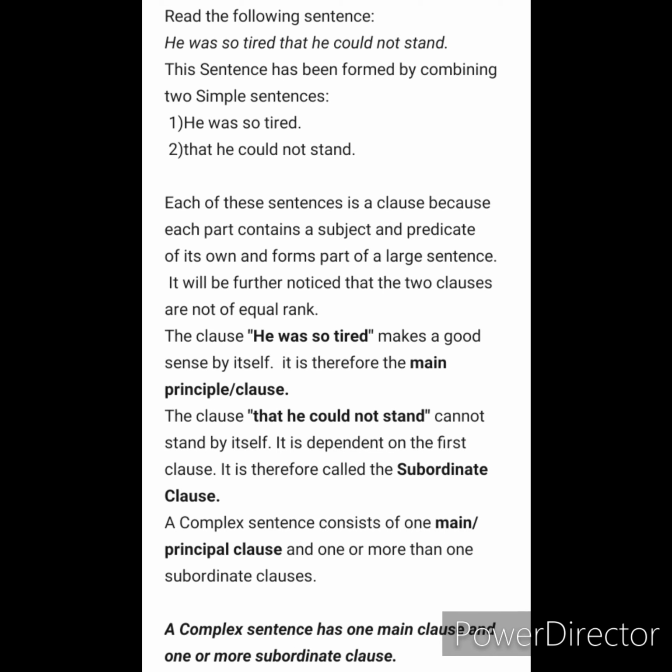It is therefore the main clause. The clause that he could not stand cannot stand by itself. It is dependent on the first clause. It is therefore called the subordinate clause. A complex sentence consists of one main clause and one or more subordinate clauses. A complex sentence has one main clause and one, two, or more than two subordinate clauses.